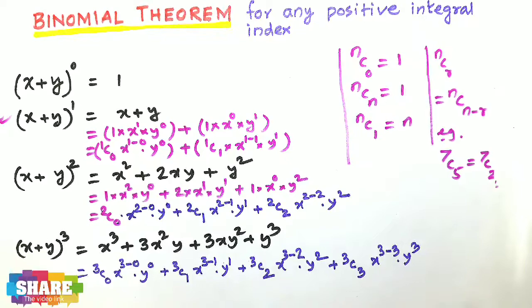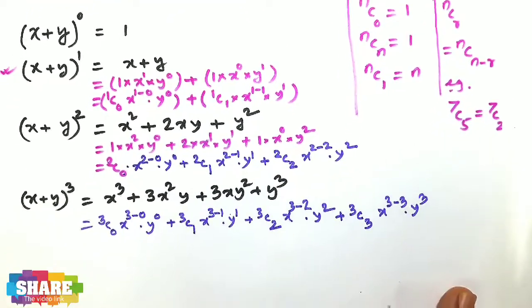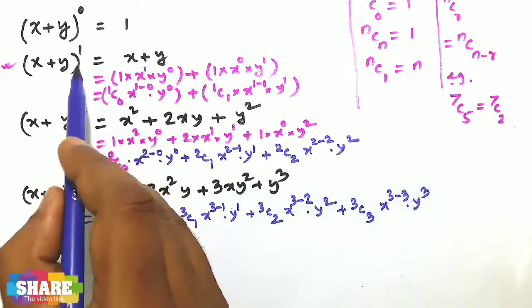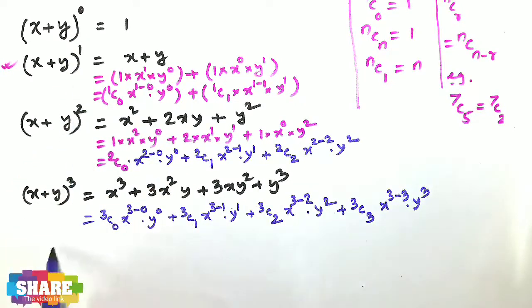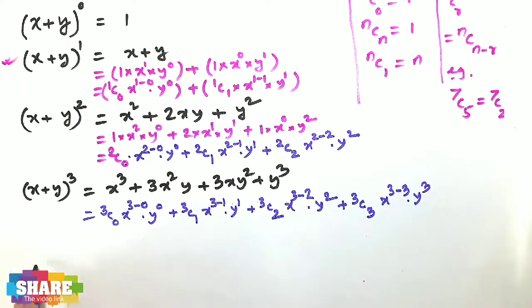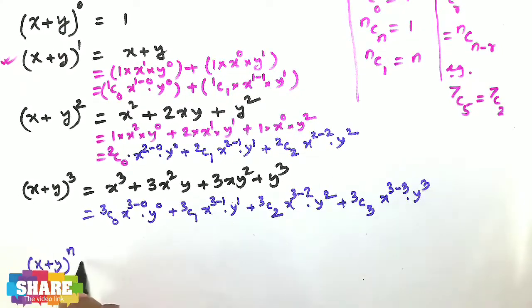Now, friends, we have to extend the concept. Actually, you have written the indices respectively 0, 1, 2, 3. In this way it will be expanded, and I'd write a general form of (x plus y) where the index will be taken n. Okay, n is any positive integral index. So can I expand (x plus y) whole to the power n? In this form, the first term will be x to the power n. This is actually nC0 x to the power n minus 0 into y to the power 0. So ultimately x to the power n.